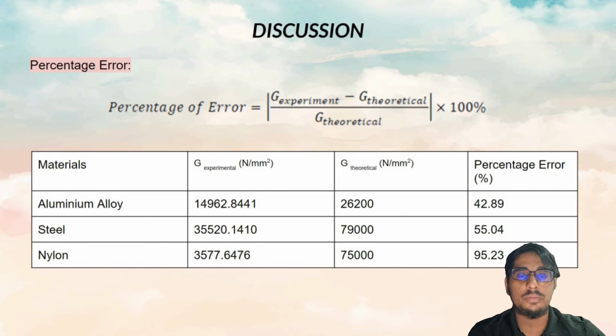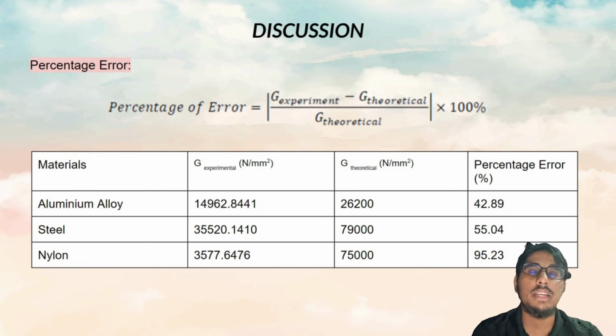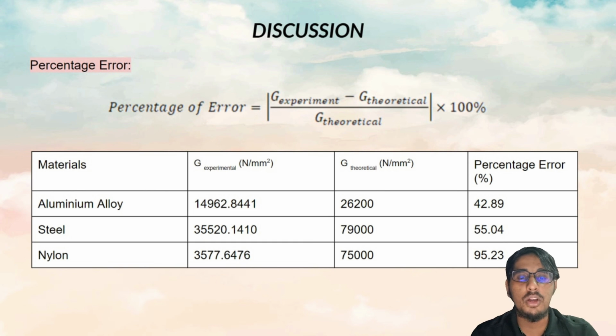So, to prove that, we have calculated the percentage of error for the three materials. The percentage error for the aluminum alloy was 42.89%, the percentage error for the steel is 55.04%, and the percentage error for nylon was 95.23%. From the table of percentage errors, there are high percentage errors which show that errors occurred when conducting the experiment.